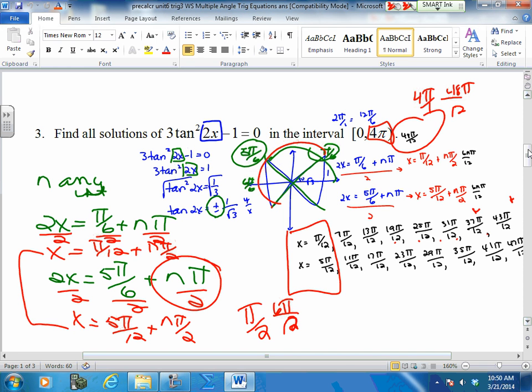Watch, if I took pi over 6, and I added pi, I would therefore get 7 pi over 6. Isn't that this angle right here? 7 pi over 6? So all I have to keep doing is add pi, add pi, add pi on an angle, on my slant. So I only need to list 2 of those rather than list all 4 with 2n pi.